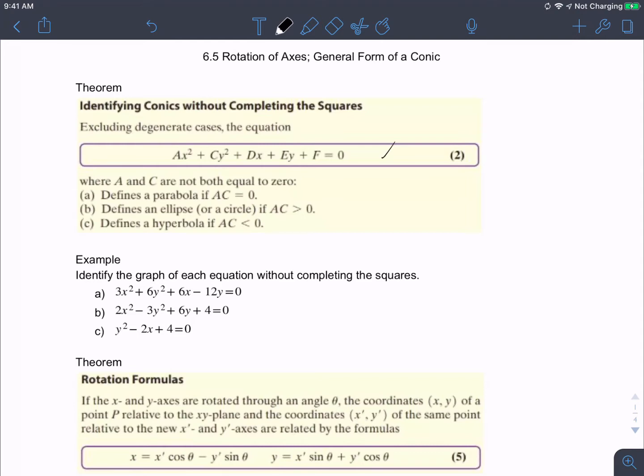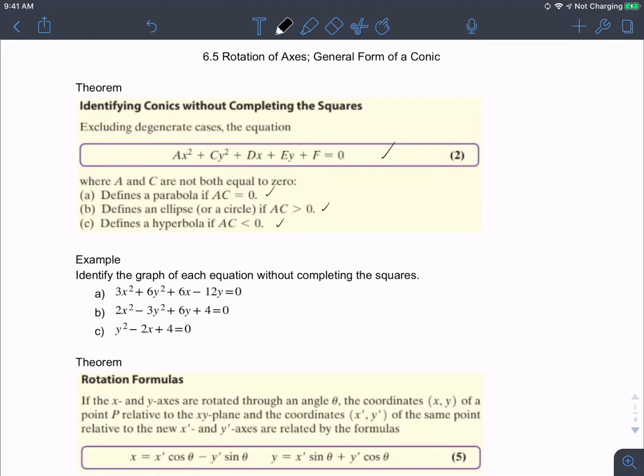Now, the thing that's important in this equation is that A and C are not both equal to 0. If that's the case, then we can use this equation to define the product of A times C to see what kind of conic it is. If it's a parabola, either A or C is going to be equal to 0. If it's an ellipse or potentially a circle, A times C is going to be greater than 0. And if it's a hyperbola, A times C is going to be some negative number. So let's go ahead and do some examples so you can see.